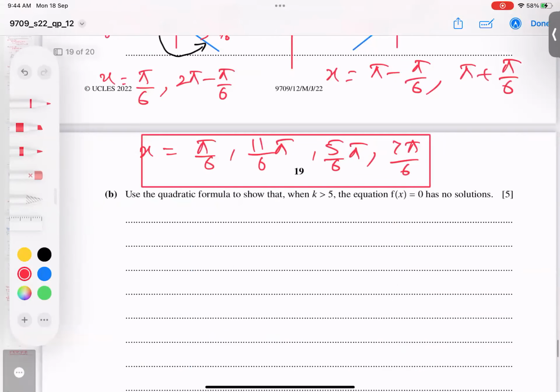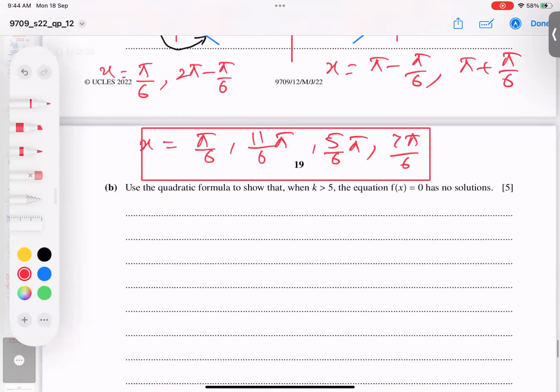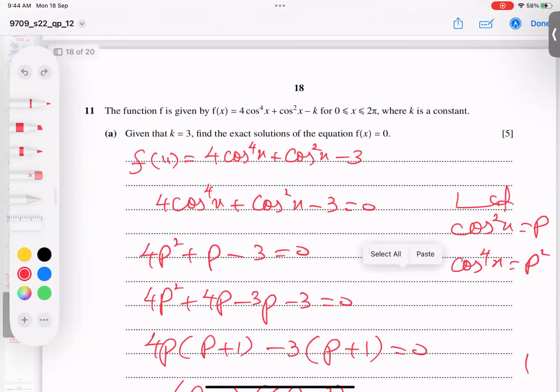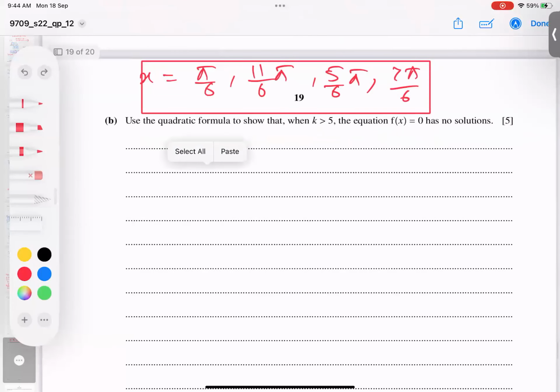So let's go for the next part: using quadratic formula to show that k bigger than 5 has no solution. So first of all, f of x equal to 0. Now I will go from here and take this equation, or even take this full equation. Copy, and I paste it here.